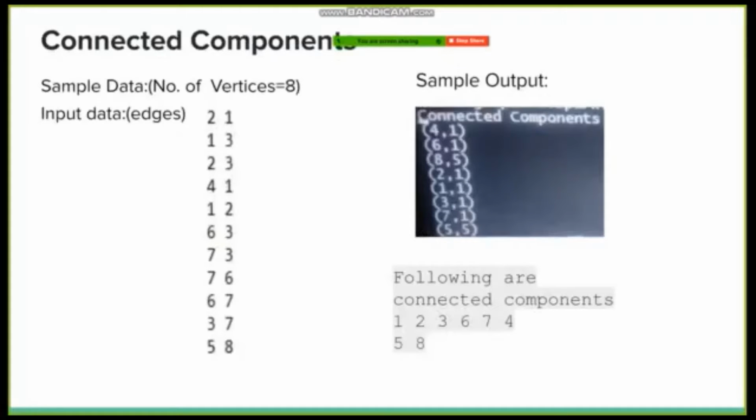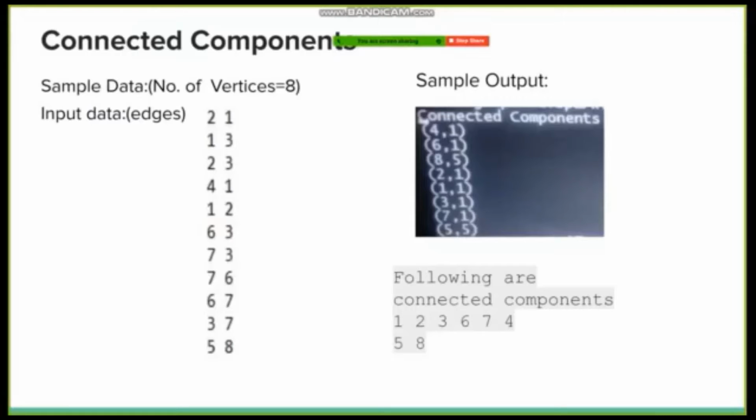So here we see the sample dataset, because while running the code we have used a large dataset. So for the understanding purpose we have used this sample dataset. Here the input data is in terms of edges, like 2 is connected to 1, and there are 8 vertices. We see that 2 is connected with 1 and 3, and 1 is connected with 2, 3 and 4, like edges.